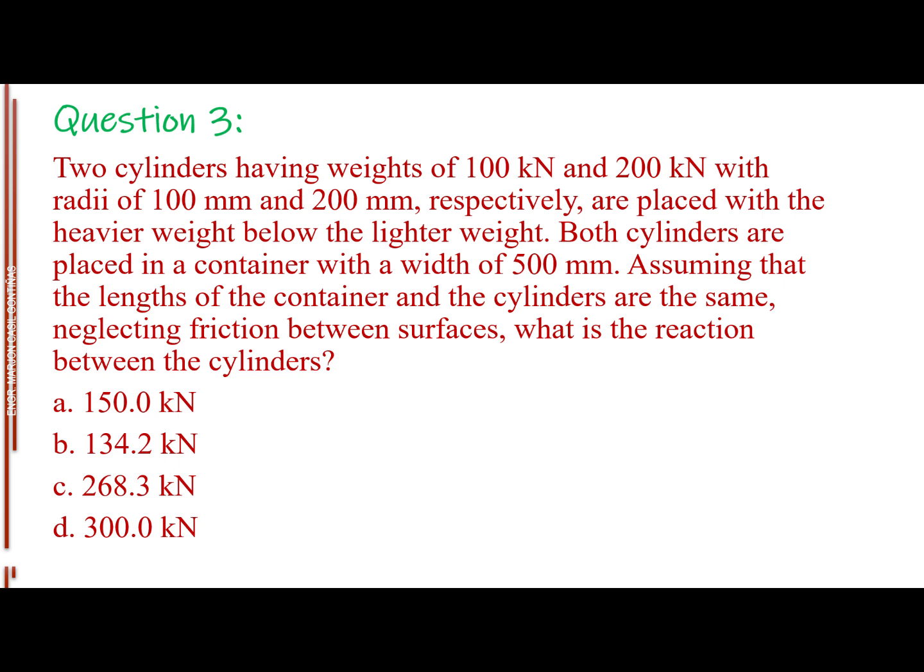reaction between the cylinders? Letter A, 150.0 kilonewtons. Letter B, 134.2 kilonewtons. Letter C, 268.3 kilonewtons. Letter D, 300.0 kilonewtons. Your timer starts now.